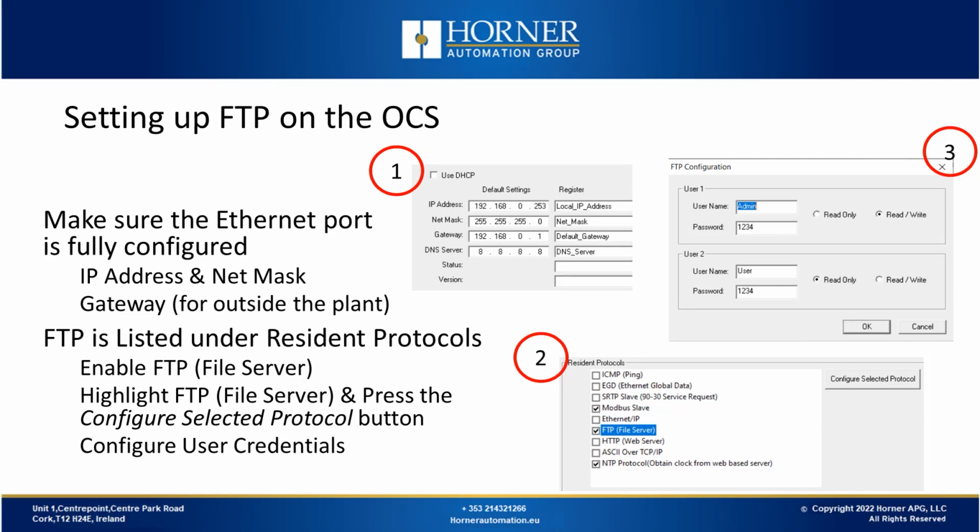For most applications, that means at least the IP address and the net mask, but if you're going to be doing FTP remotely, then you'll need a gateway as well. Once you set up Ethernet the way you normally would, the next step is to go to the resident protocols there in the Ethernet configuration and make sure that FTP is selected.